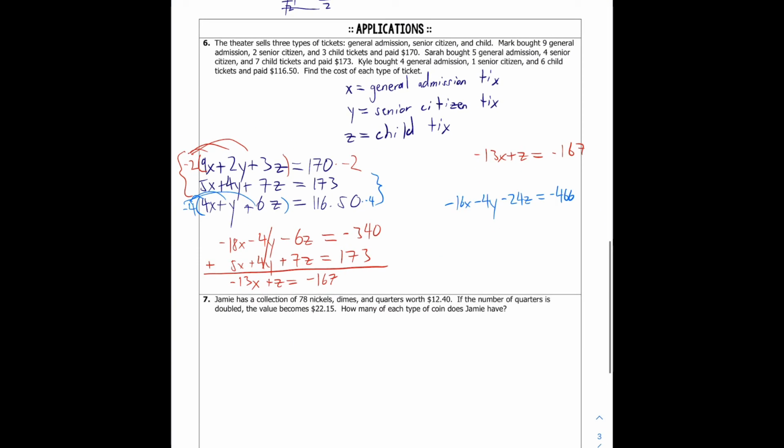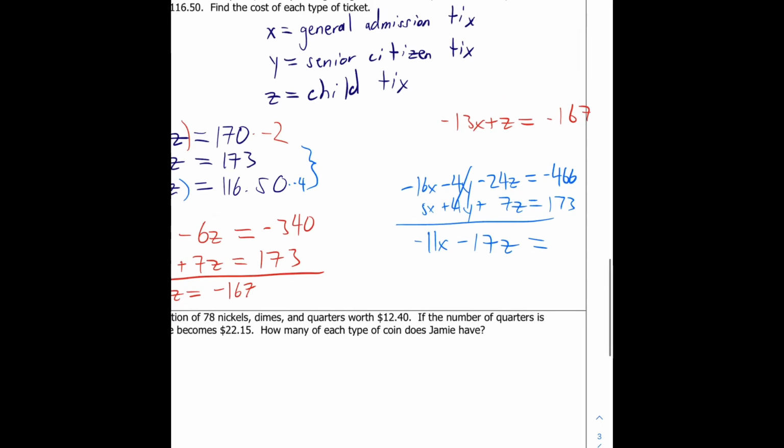That gives me 5x plus 4y plus 7z equals 173. So we get negative 11x minus 17z equals negative 466 plus 173, which is negative 293.